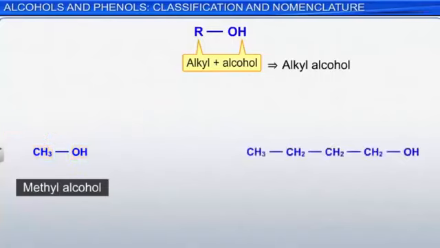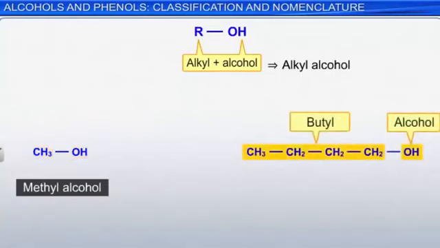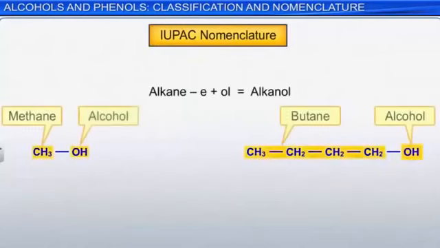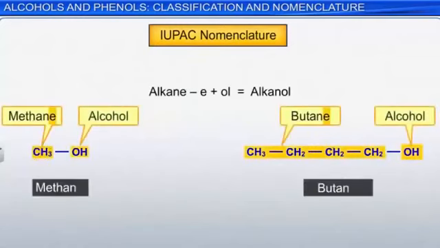The molecule on the right has a 4-carbon chain in a straight line. This corresponds to n-butyl alcohol, where the n indicates an unbranched carbon chain. In IUPAC nomenclature, the alcohol name is derived from the alkane name of the longest continuous carbon chain. Drop the e from the alkane name and replace it with the suffix -ol to determine the alcohol name.